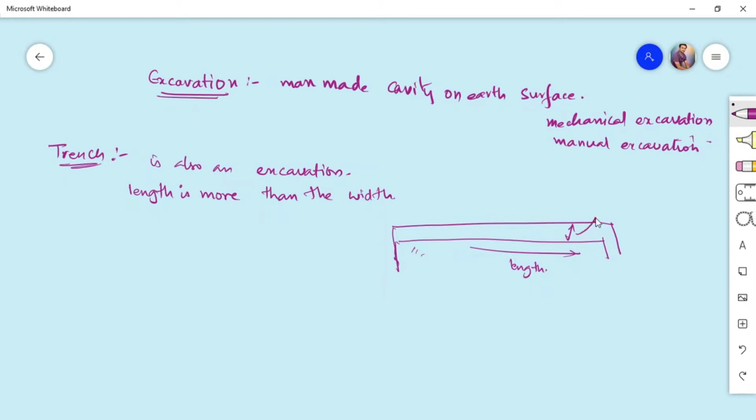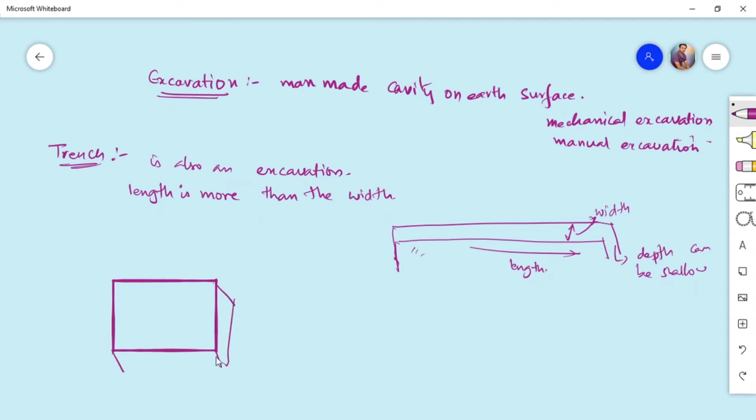In a trench the length is more, the width is less, and the depth can be shallow, it can be low or more, it doesn't matter. But excavation is a huge big pit, huge in width, depth and length. Understood the difference between excavation and trench? This part of excavation will come under civil works. We'll see about civil works a bit later.